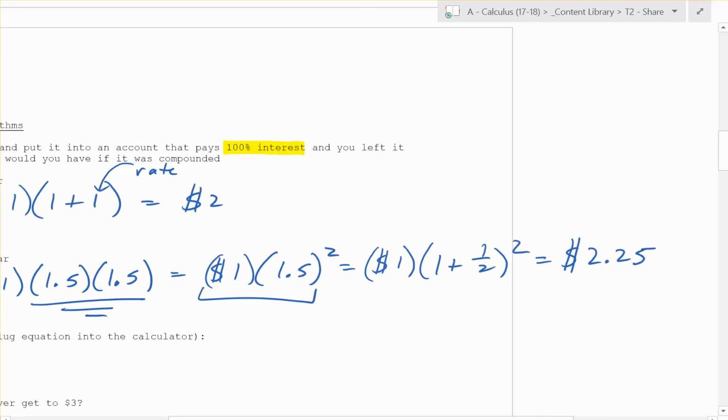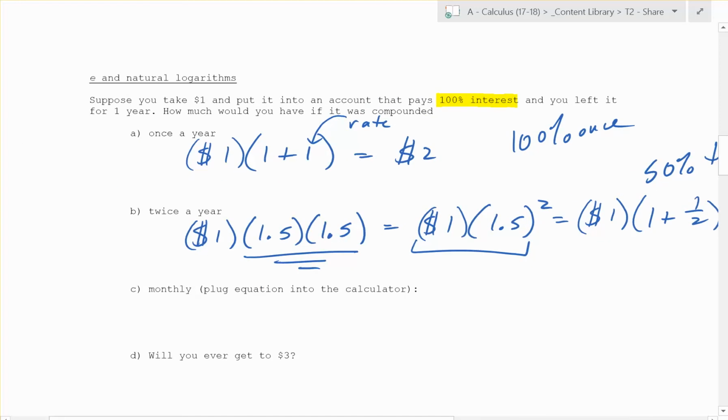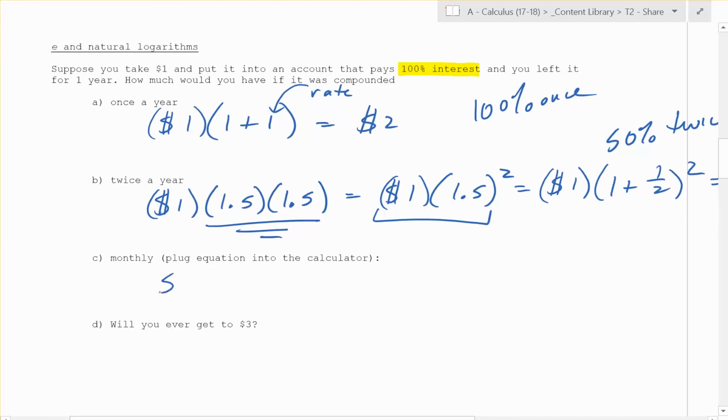$2.25. So we made 25 cents more. So instead of doing 100% once, we did 50% twice. So what about monthly? Monthly, that would be $1 times 1 plus 1/12, because we're dividing our 100% into months, which is 12 in a year.